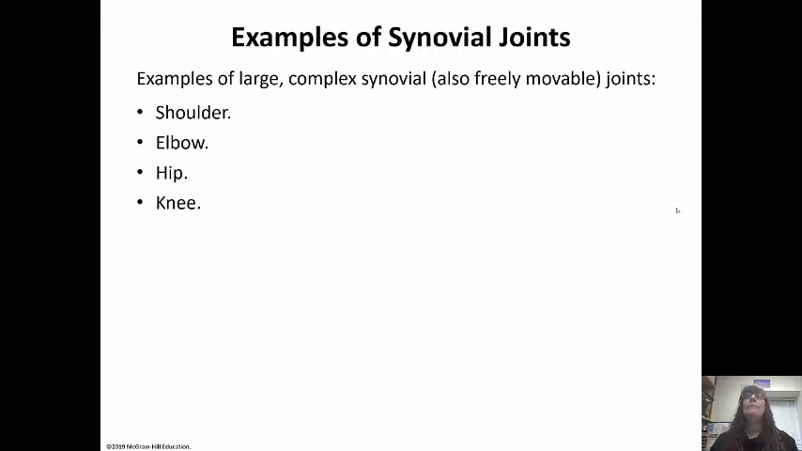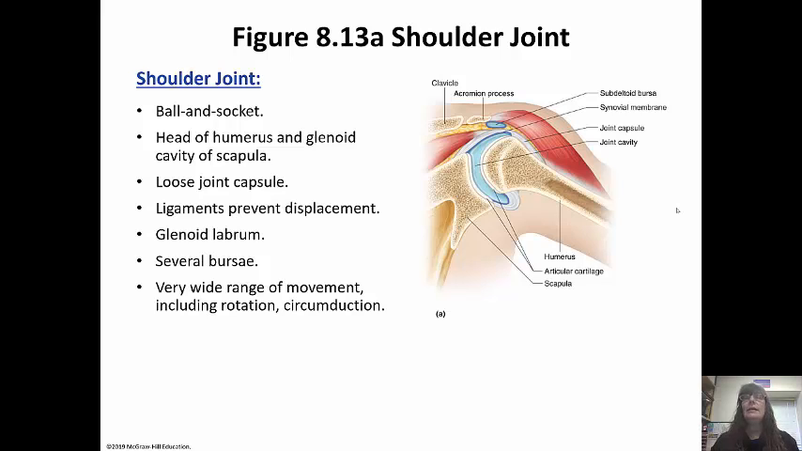We're going to go through some more complex synovial joints, the shoulder, the elbow, the hip, and the knee. So the shoulder, again, is a ball and socket. The head of the humerus and the glenoid cavity of the scapula meet and form the ball and socket joint. It's a loose joint capsule. So remember I said the glenoid cavity is a pretty shallow depression. So the head of the humerus doesn't fit too snugly in there, which is why our shoulders can dislocate so easily. Ligaments are in place to prevent displacement, but it does happen.